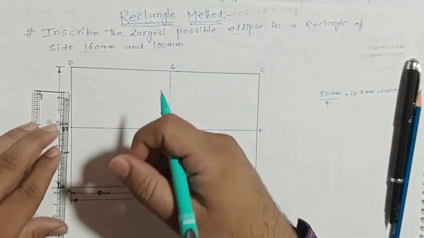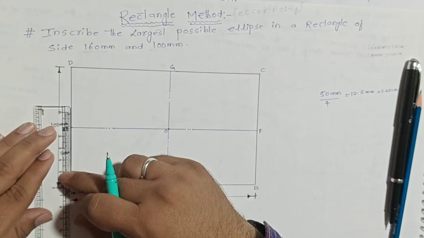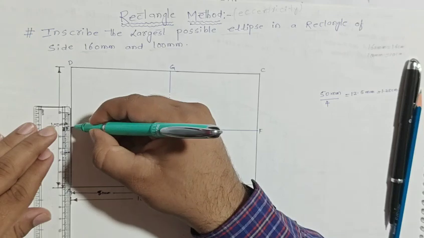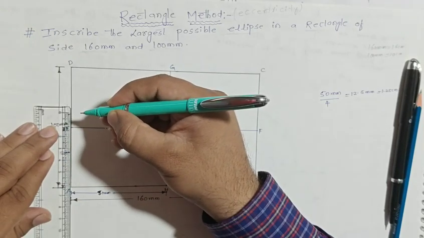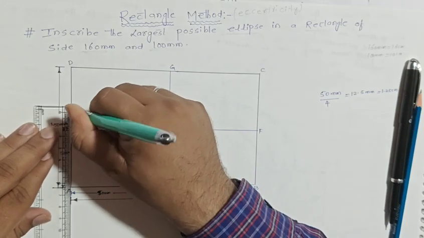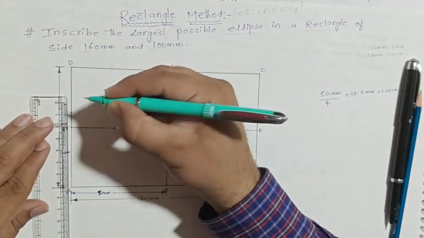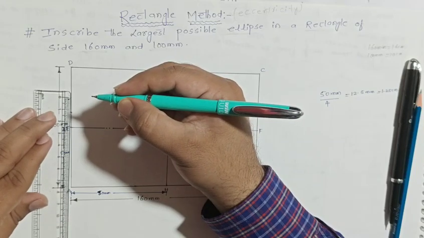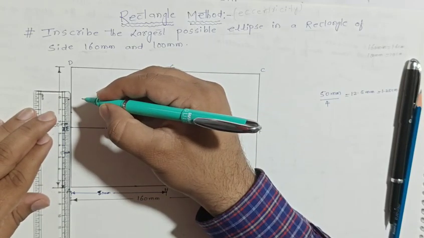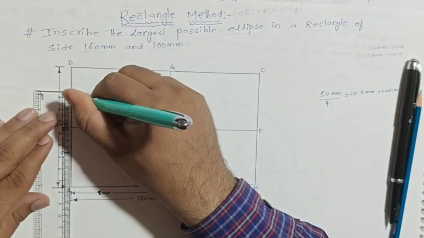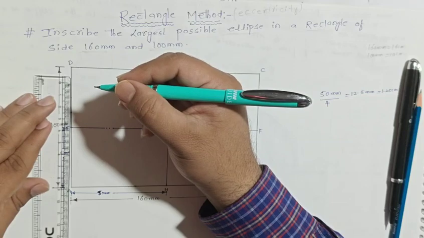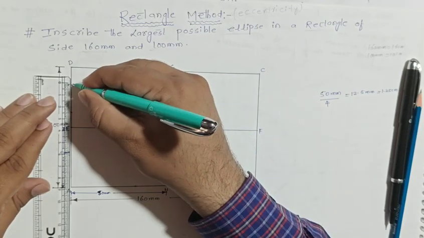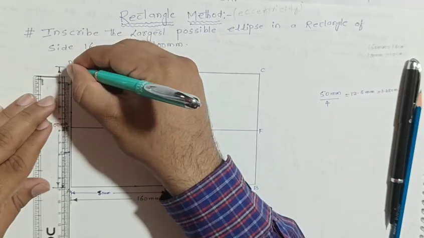Clear? Then represent 1.25 centimeter each. Is it right? I am measuring the length 1.25. 1.25 here, first point, again 1.25, second point, 1.25, third point, and this is the fourth point.